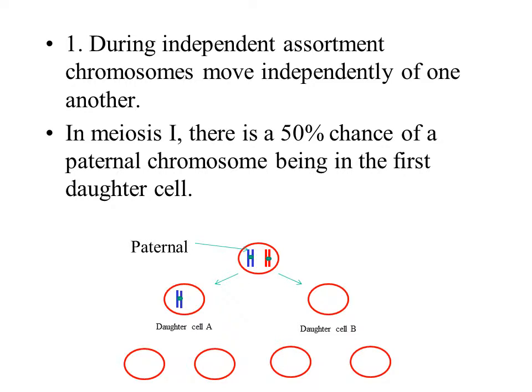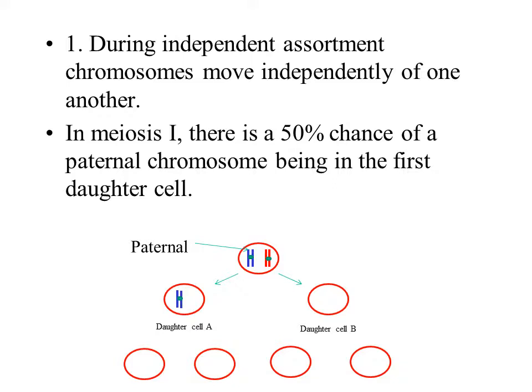So the first one we'll talk about is independent assortment. During this process, chromosomes move independently of one another. In meiosis 1, there's a 50% chance of a father chromosome being in the first daughter cell. There's also a 50% chance that the mother chromosome will be in that first daughter cell. So this is random. Let's look at the picture I tried to draw to illustrate this phenomenon.